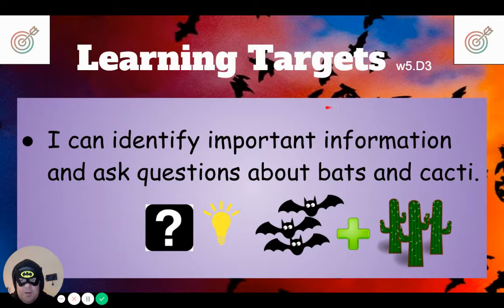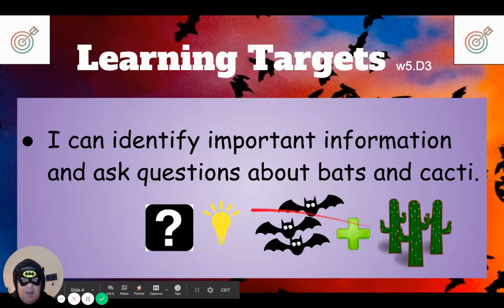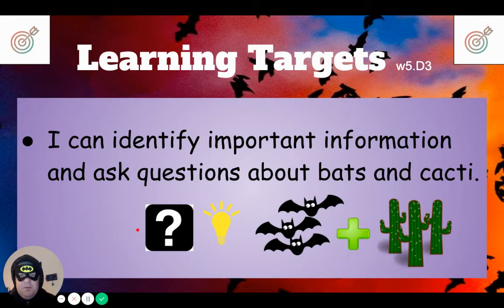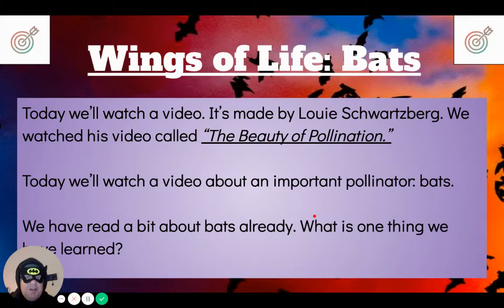Learning targets. I can identify important information and ask questions about bats and cacti. Bats and cacti. Batman is a great detective, so he has to ask questions and come up with good ideas, important information about bats and cacti.